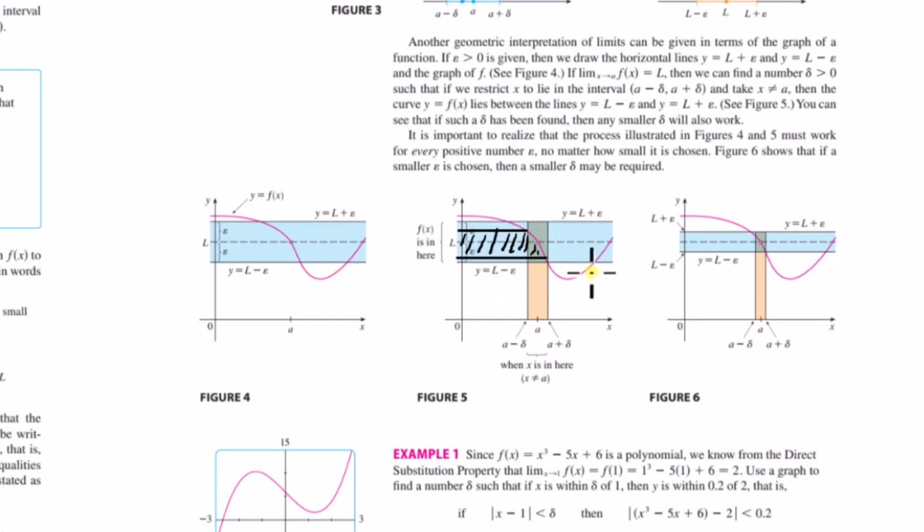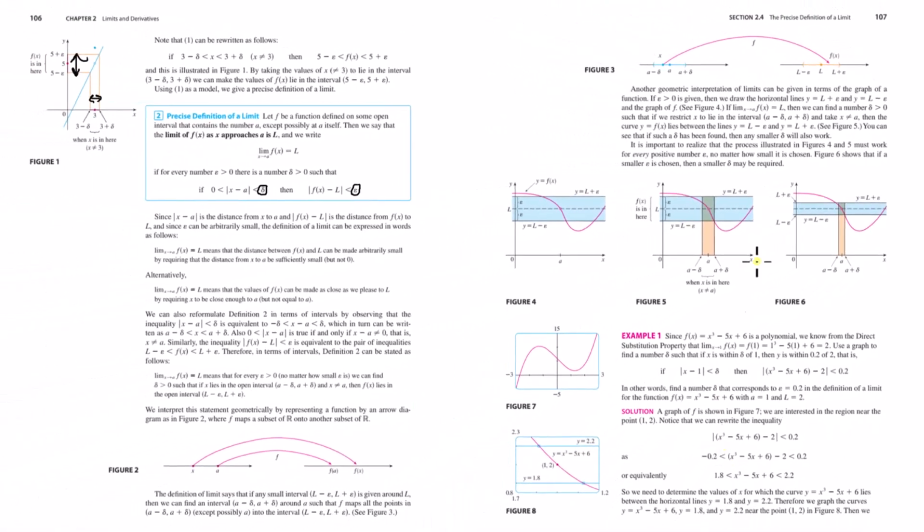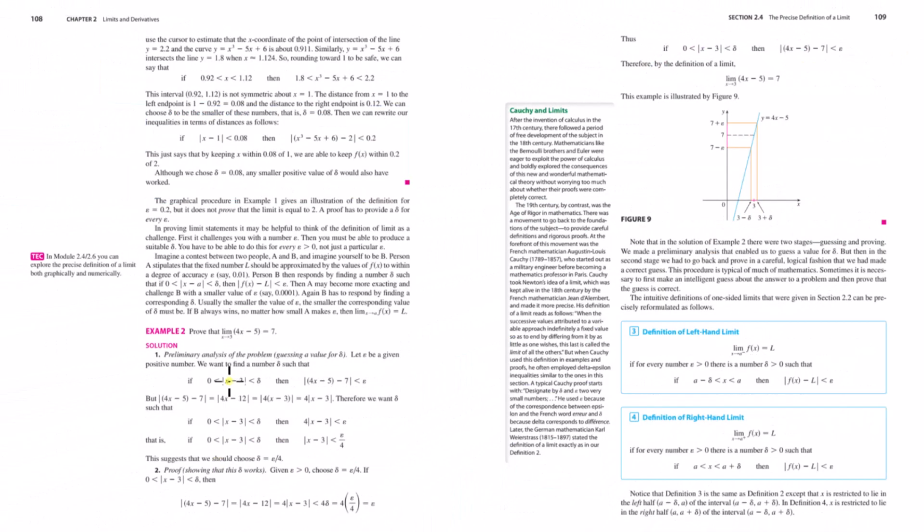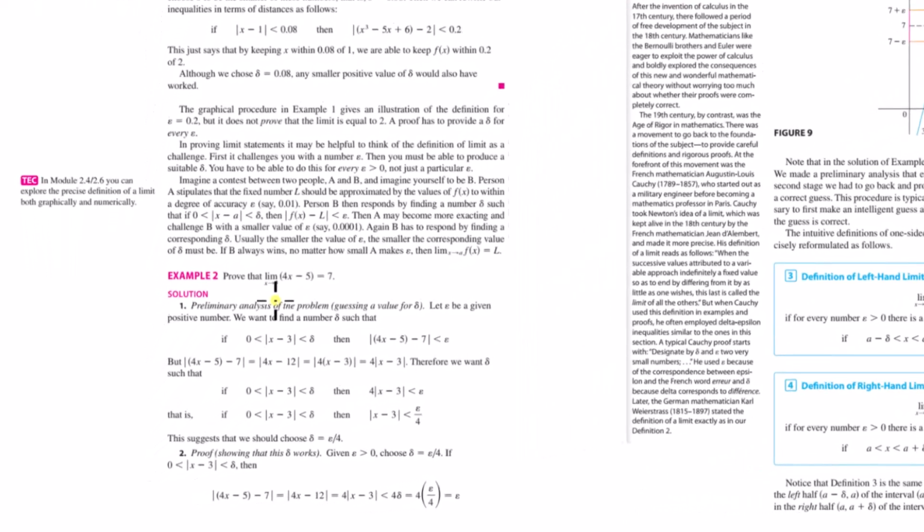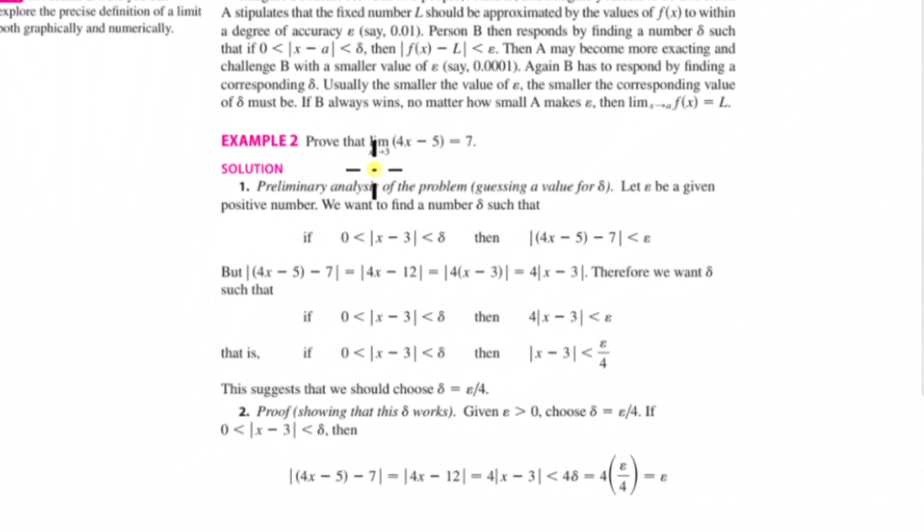You see? So here's an example of a proof. Here's another example. Let me show you a proof real quick. It says: prove that the limit as x approaches 3 of 4x minus 5 is equal to 7.